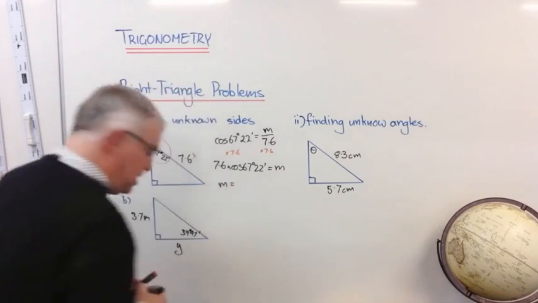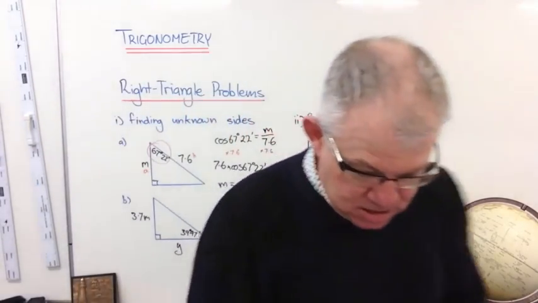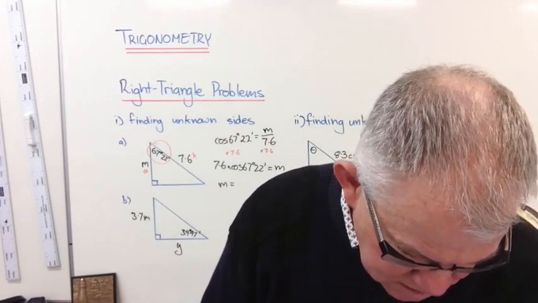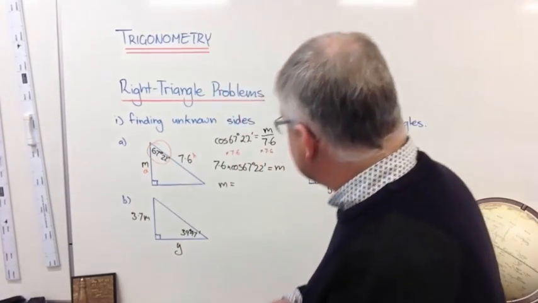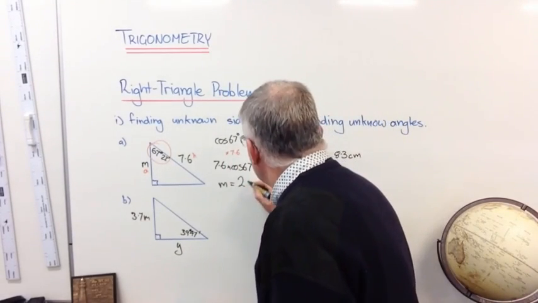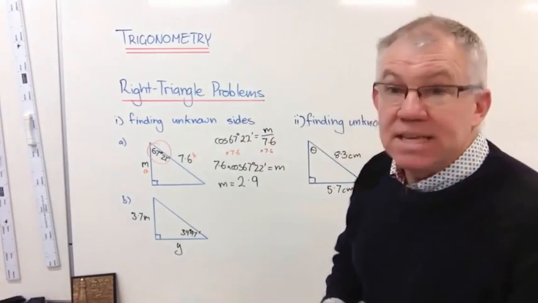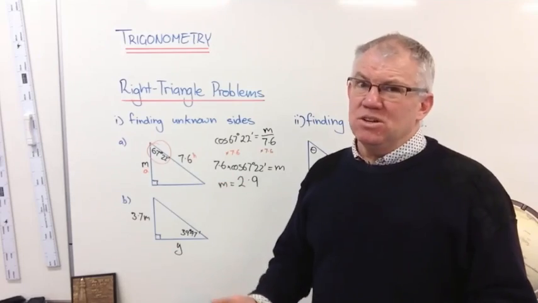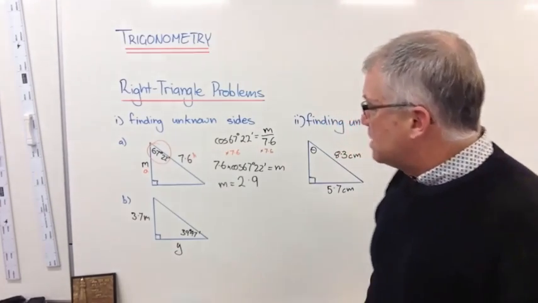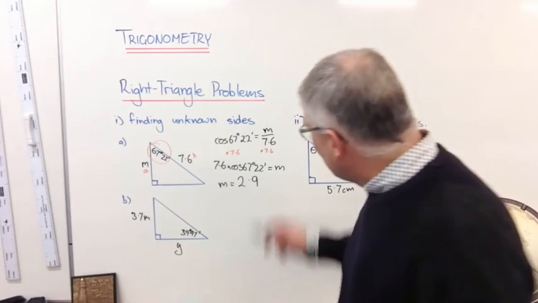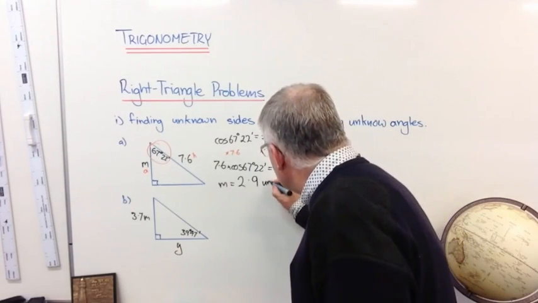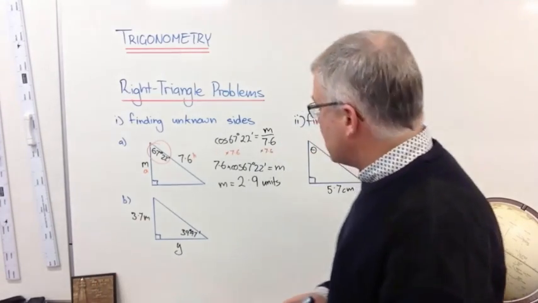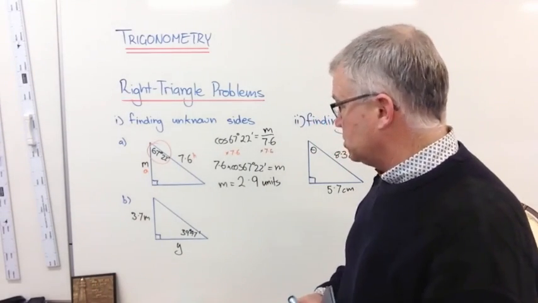Fortunately, we have our calculators, and they give us a nice quick answer to this. What we will find is that m to one decimal place is 2.9. So that's the answer that we get. m is 2.9 to one decimal. Now there's no units. We weren't told it's centimetres or kilometres or millimetres or anything. So what we generally do is just write the word units to indicate that it's just a length that we're talking about here. 2.9 units.